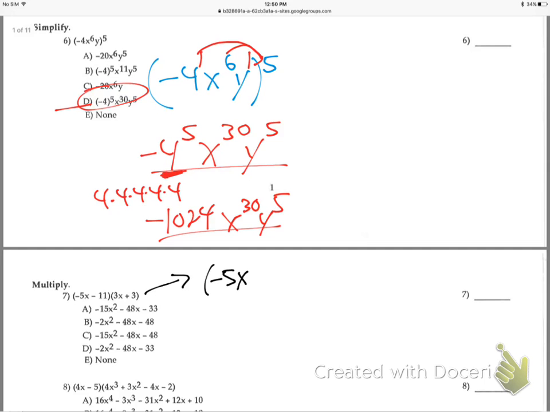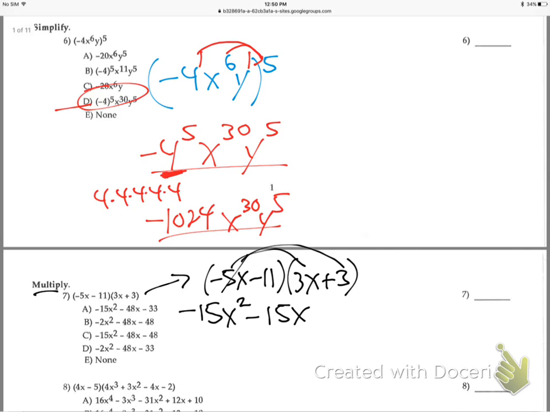Number 7, minus 5x minus 11 times 3x plus 3. Okay, so that one's a multiply, as it says right next to it. Two parentheses right up against each other, going to multiply. So the minus 5x goes to both. Get minus 15x squared minus 15x, he's done. And then the minus 11 is going to go to both. Minus 33x minus 33. Good so far.